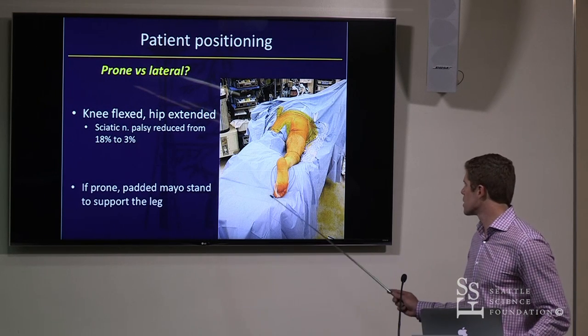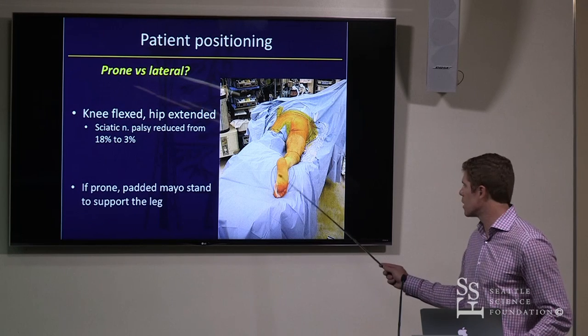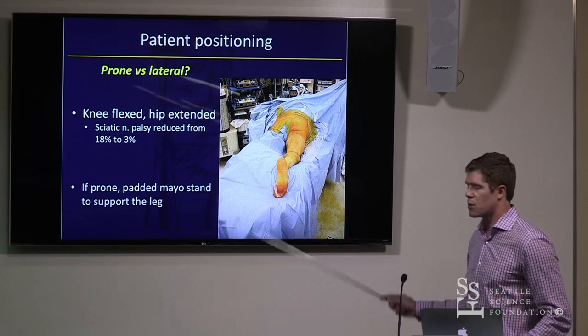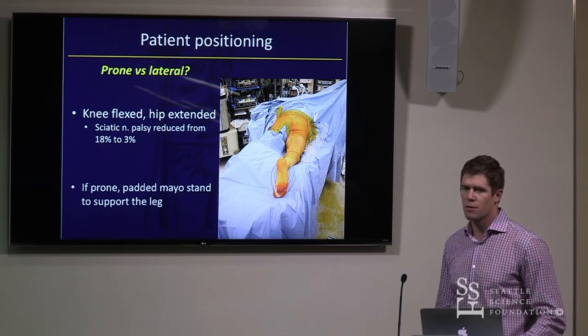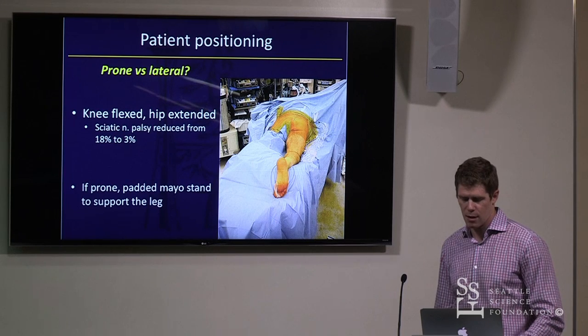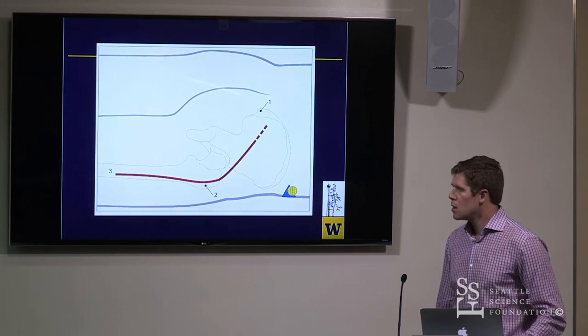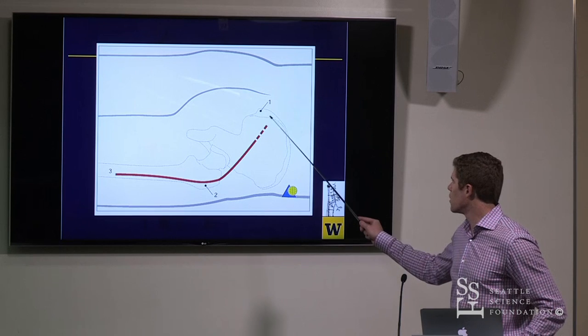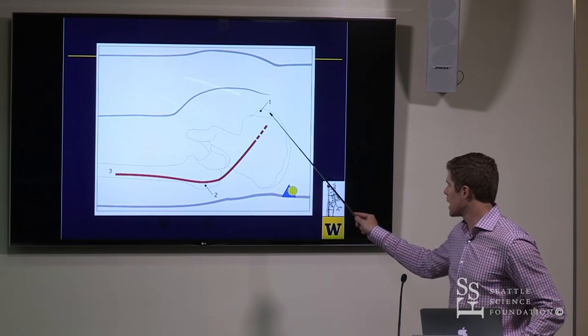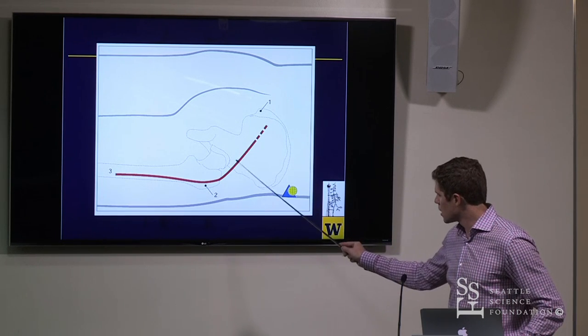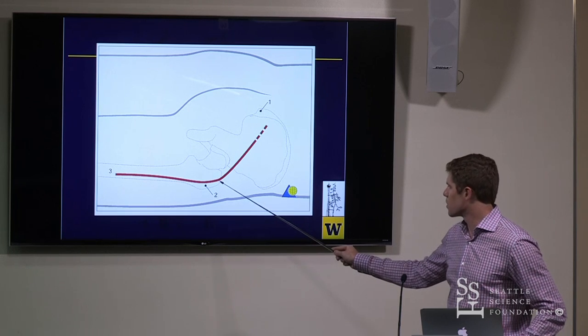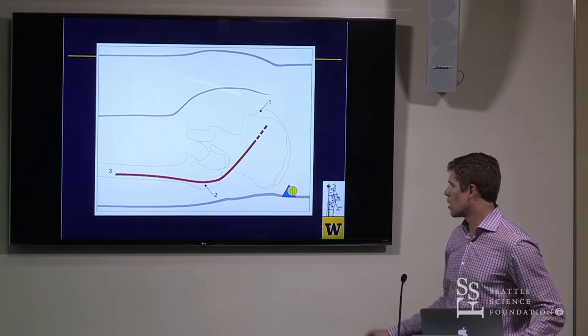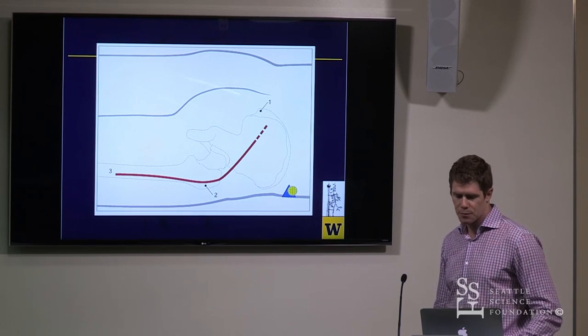If they're prone like this, we typically just put a padded Mayo stand. We flex the knee up and put a padded Mayo stand underneath the foot for the duration of the case to protect the nerve. So the skin incision is from the posterior superior iliac spine. This is the Langenbeck limb, down to the tip of the greater trochanter, and then the Kocher limb along the long axis of the femur.